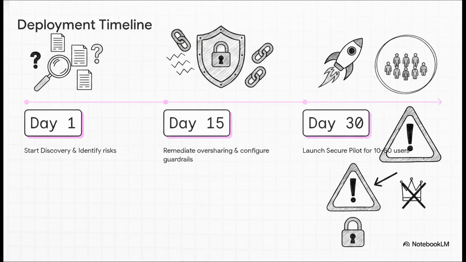Only around day 30 do you launch a secure pilot to a small contained cohort of maybe 10 to 50 users. And hey, a massive warning here. Do not launch Copilot to your executives first. I know they want it, but high-value users attract high-effort attacks. You gotta wait until your privileged access is completely locked down before the C-suite gets their hands on Copilot.